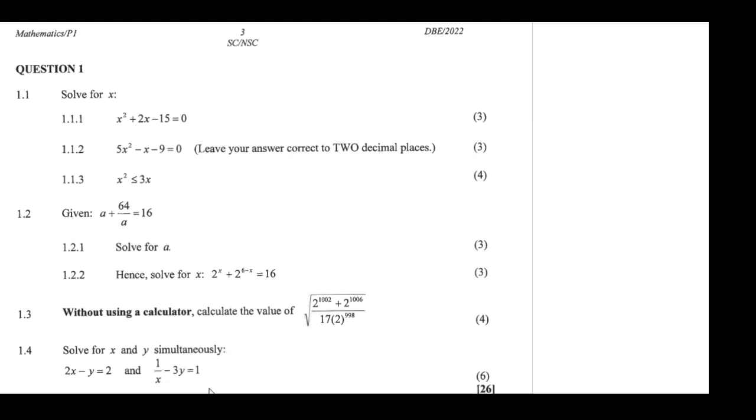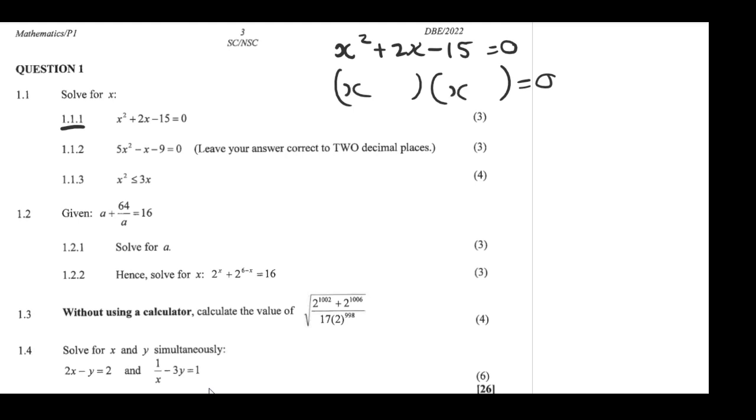So the first thing we're going to do is 1.1.1, where we solve for x. We have x squared plus 2x minus 15 equals 0. You find the factors of x squared, which is x and x, and factors of 15 such that when you add or subtract they give you 2, which is the middle term. That is 5 and 3. The bigger number always takes the sign of the middle term, so that is positive, and this one is negative. So x equals 3, or x equals minus 5. These are your solutions for x.